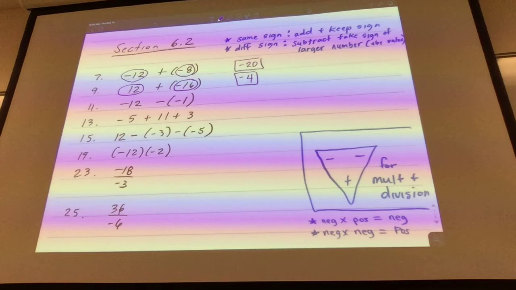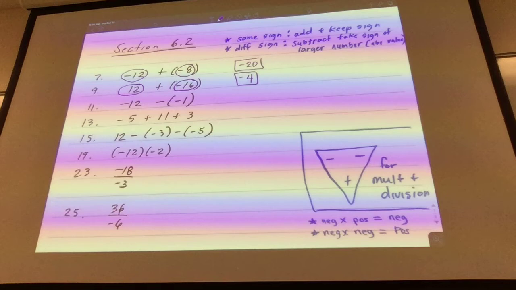We only work with 2 at a time. Different signs, so I subtract those. 11 minus 5 is 6. Take the sign of the larger number. 11's bigger, it's got a positive sign, so I leave it positive 6. I rewrite the rest of my problem, plus 3, and I do the same thing. This one's easy, 6 plus 3. But even if I did my circle of the number and the sign in front of it, same signs, add and keep the sign, just so that you can see this rule works. You didn't necessarily have to do that there because it was easy, but to be consistent.